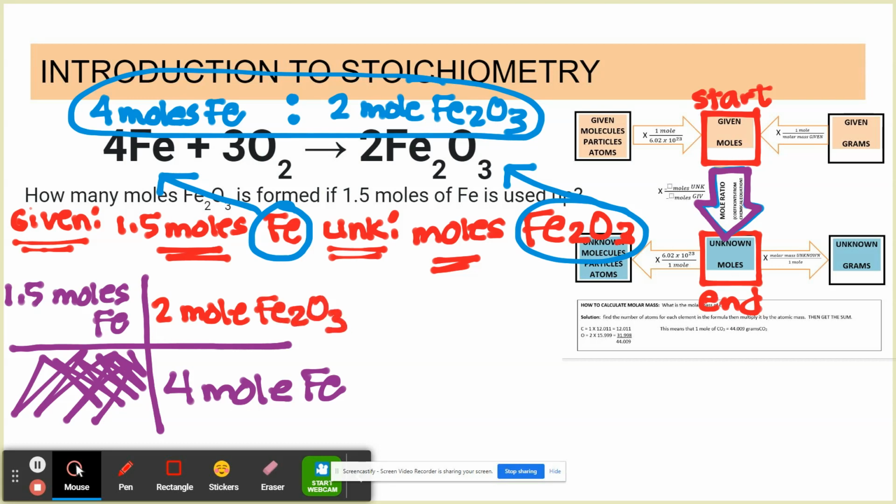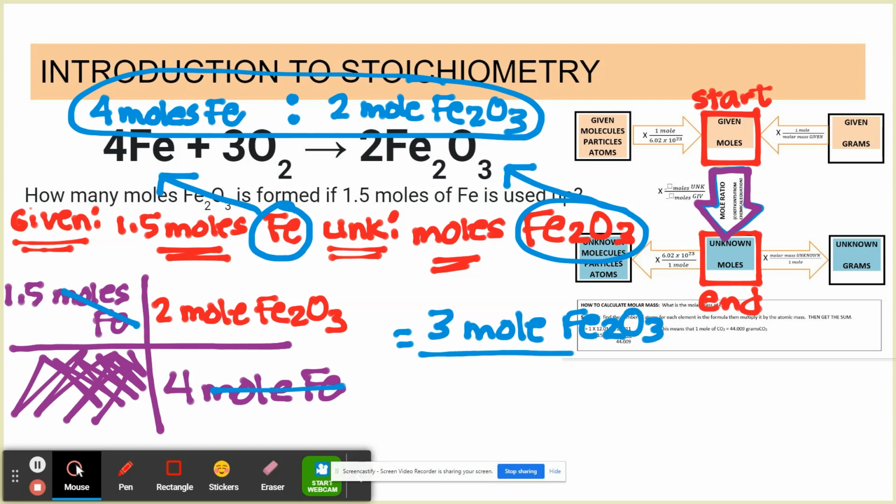Since we only have one step, we're done. We just need to figure out which units cancel out. We got mole Fe canceling out with mole Fe down here. That's the only ones that cancel out. Now I need to multiply the boxes at the top. So multiply those numbers. 1.5 times 2, I get 3. And then I have to write down whatever's left behind. The unit is mole Fe2O3. That's the top.